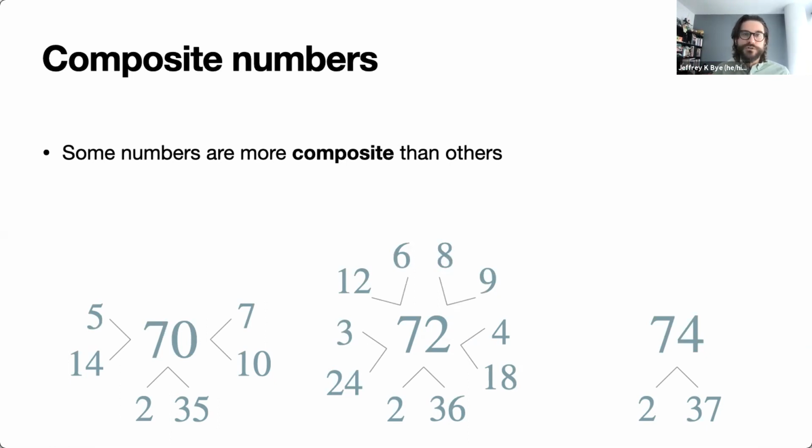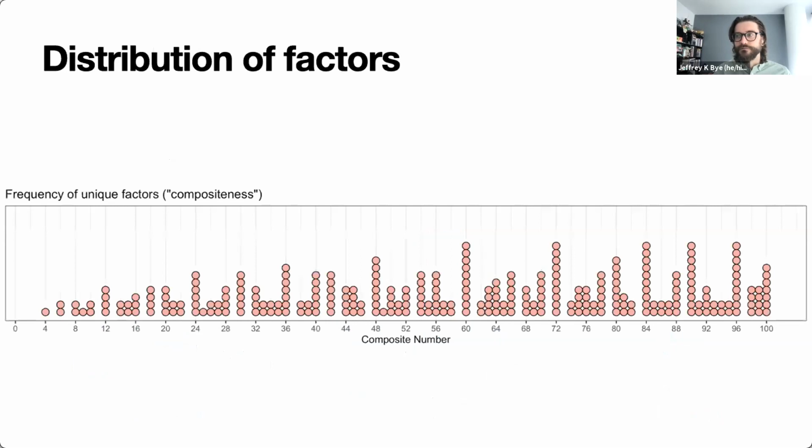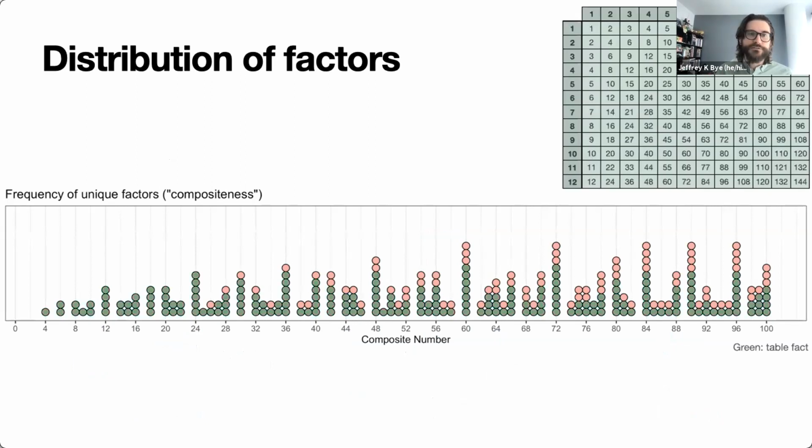So if we're trying to retrieve a factor for a composite, for example, retrieve the factor 8 for 72, perhaps there's some interference from the fact that this is a densely populated neighborhood of factors. If we look at the range of composite numbers from 4 to 100, here we see on the x-axis the composite numbers, and on the y-axis, the number of unique factors. This is not a regular relationship. There's quite a lot of variability in the amount of factors for each composite. But importantly, many of these factors are well practiced as part of the 12 by 12 multiplication table.